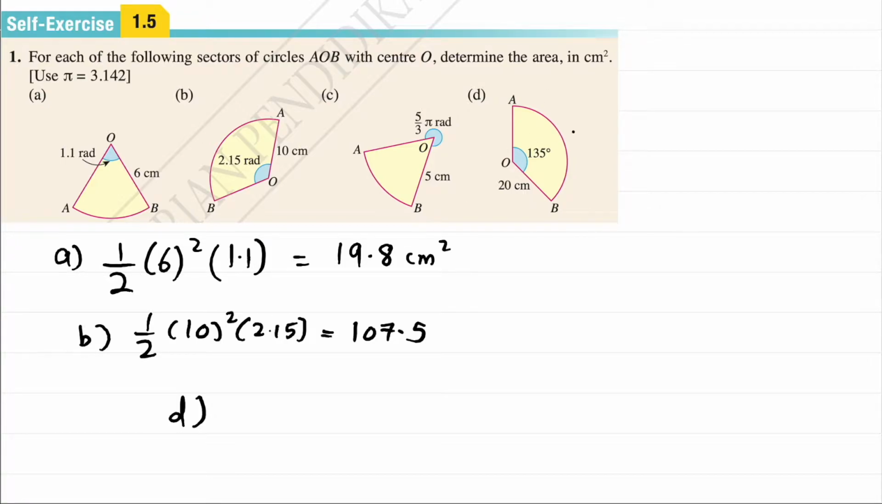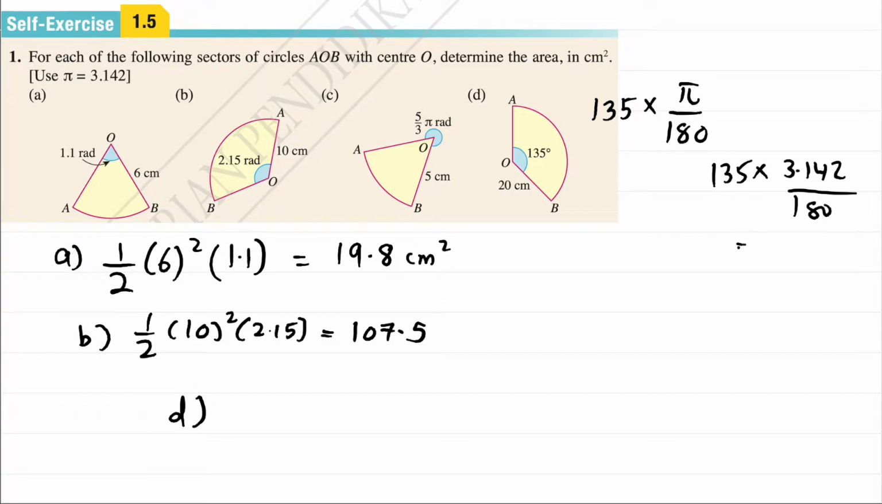So to convert this 135, what you do is 135 you multiply with pi over 180. So this is the formula, biasa kan. Now since the question asks you to use pi is equals to 3.142, you put inside 135 times 3.142 divided by 180. You press your calculator, you will get 2.3565 radian. Okay, so this is the angle that we are going to use into the formula.